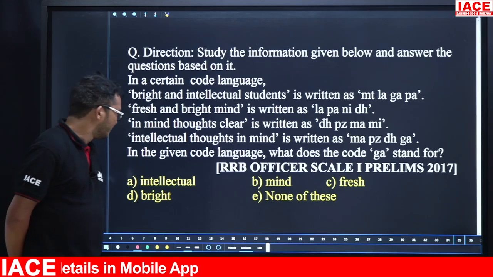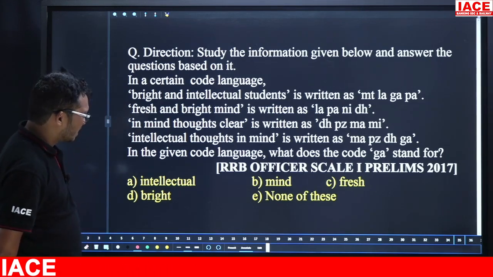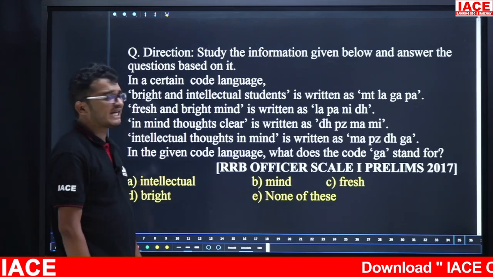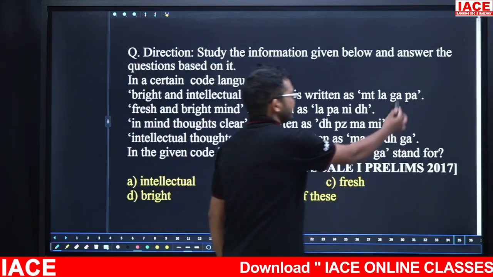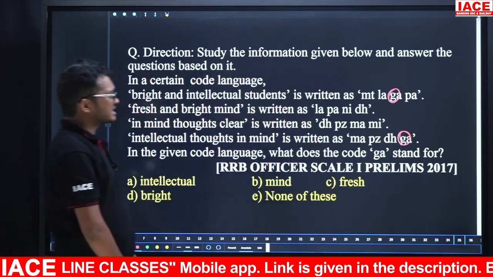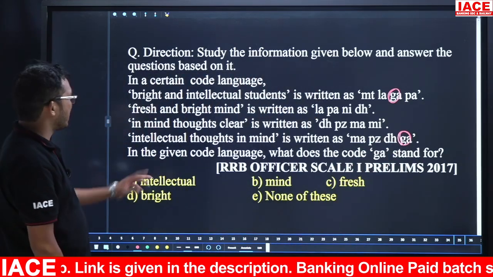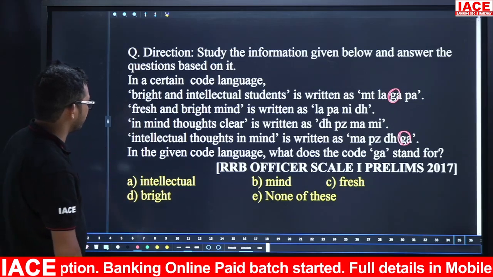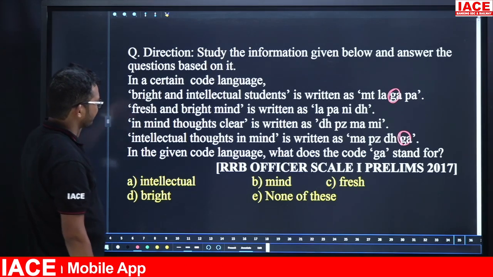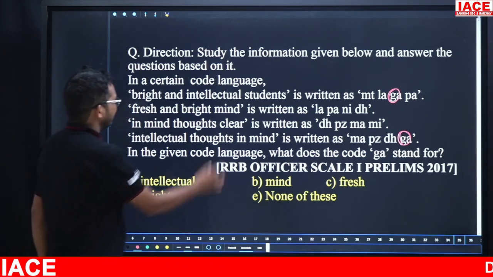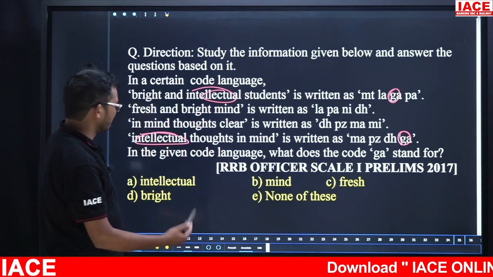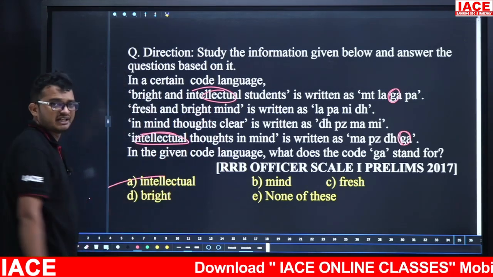Yes, time up. Here the question is, in the given code language, what does the code GA stand for? Once observe, GA is present in which lines? Friends, here we are having GA, here also we are having GA. The first line and last line common code is GA, then the common information is in the first line and last line. So friends, here we are having bright, not there, and not there. Next one, intellectual. Here we are having intellectual, here also we are having intellectual. So the simple answer is intellectual. That means your answer is option A.